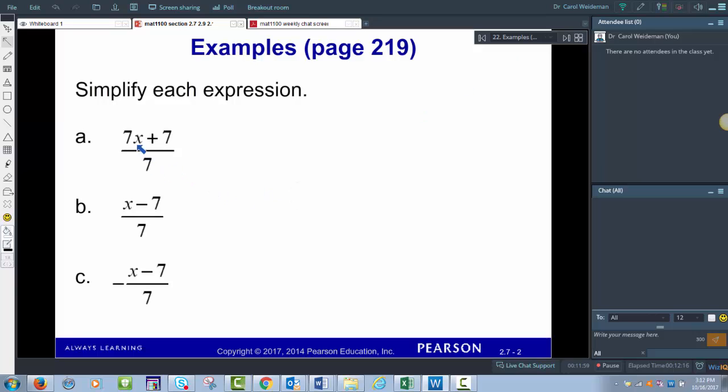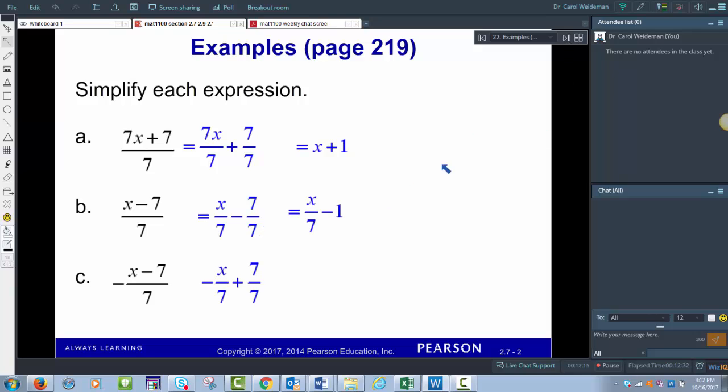Again, if you divide it into the two fractions, 7x over 7 plus 7 over 7 is going to give us x plus 1. In this case, we'll divide it into the two fractions, x over 7 minus 7 over 7, so we get x over 7 minus 1. And then the last one, we can distribute the negative across the terms in the numerator. So I get negative x over 7, negative and negative gives me plus 7 over 7, and so I have negative x over 7 plus 1.